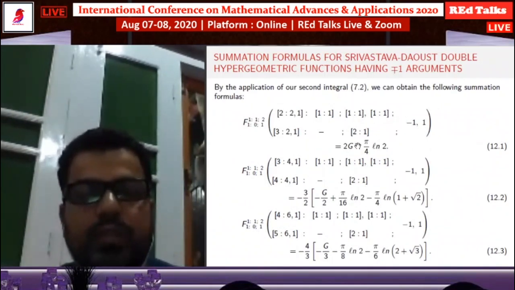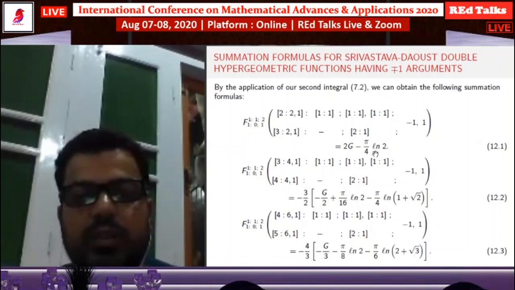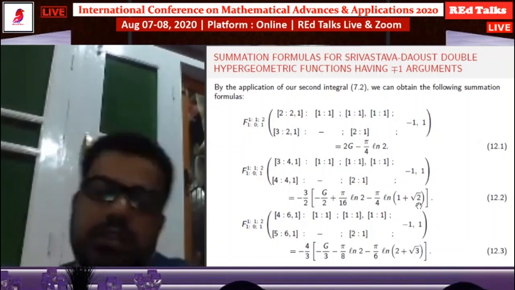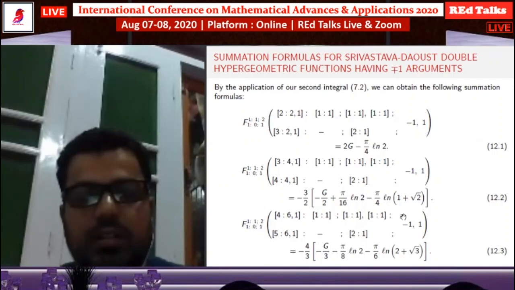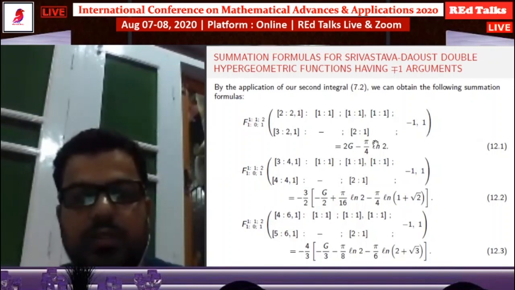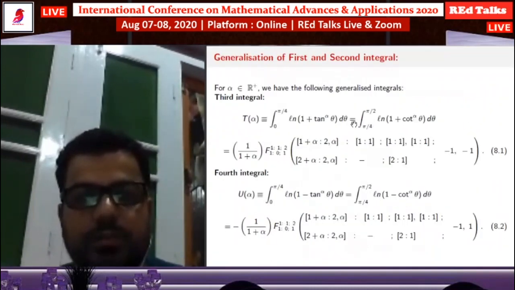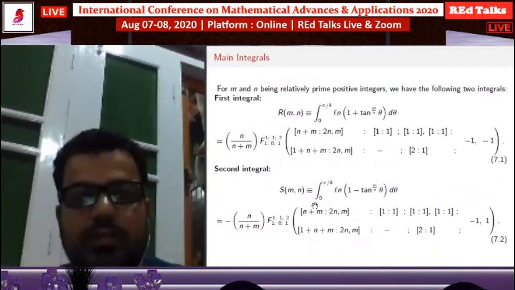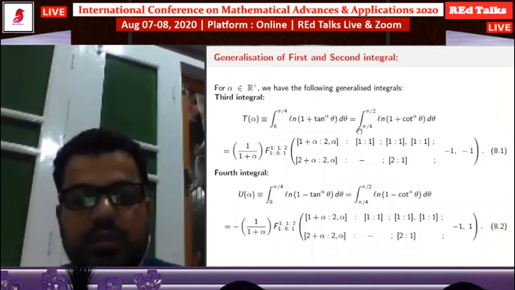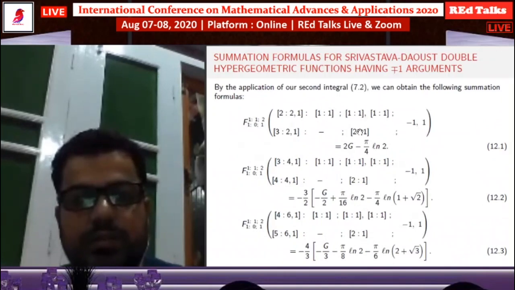Similarly, we get various summation formulas where arguments are -1 and +1 in terms of Catalan constant G and logarithmic functions of some rational and irrational functions. Similarly, we get various summation formulas, which are our applications. This is our application section. That is, on the first integral, we get various applications, and in the second integral, we get various applications. That is, our main motive was to get various summation formulas and to prove this integral.